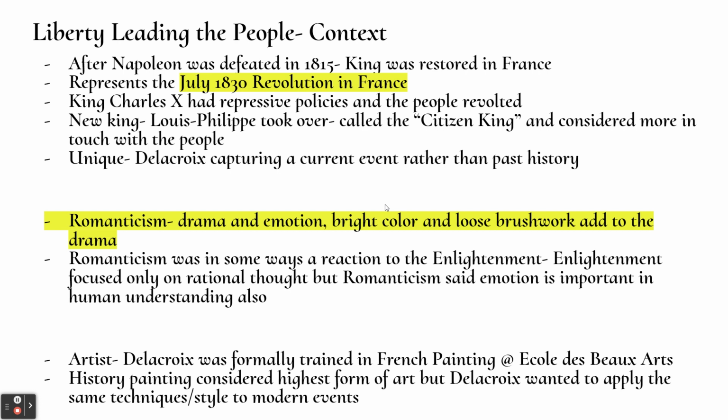You can see about 15 years after Napoleon, it's called the July Revolution of 1830. The king at the time, King Charles X, had repressive policies. He was not honoring the Enlightenment ideas or the ideas of the French Revolution. And through this revolution, a new king took over, Louis Philippe. He was called the citizen king, which meant that he was supposed to be more in touch with the people.